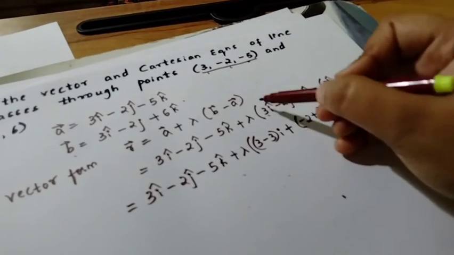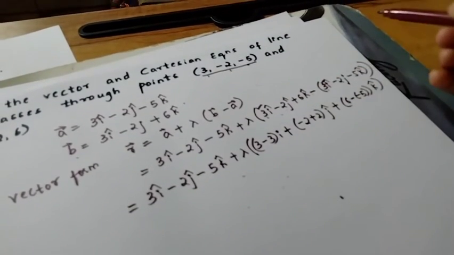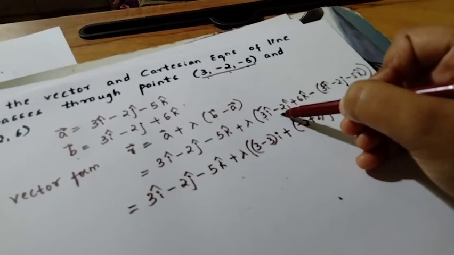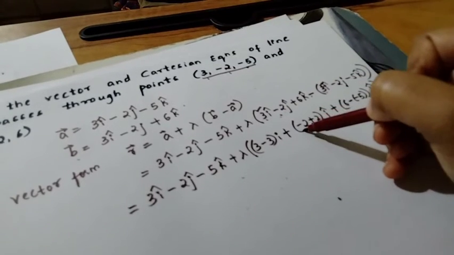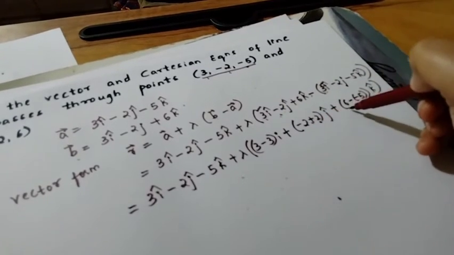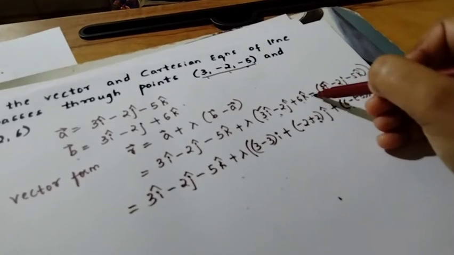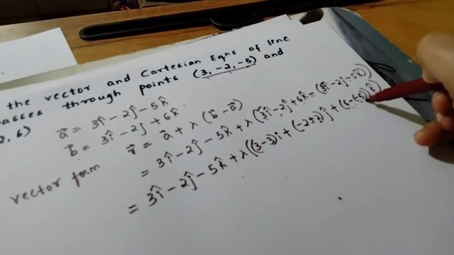So 5 you have to take to one side. 3 minus 3 is 0. Minus 2 minus into minus is plus 2. Minus 2 plus 2 is 0. Plus 6 minus into minus is plus, 6 plus 5.